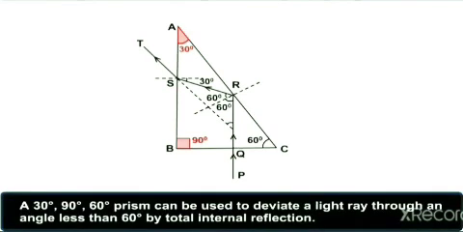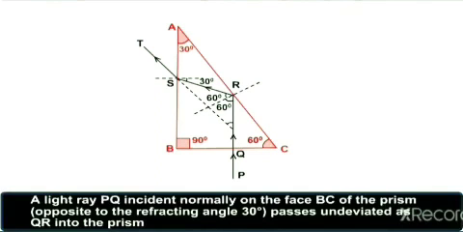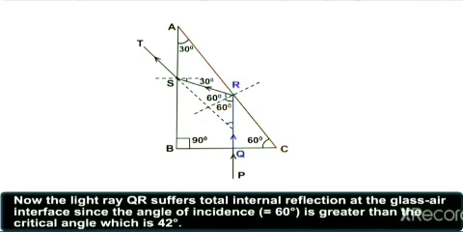A 30 degrees, 90 degrees, 60 degrees prism can be used to deviate a light ray through an angle less than 60 degrees by total internal reflection. Figure shows a prism ABC of angles 30 degrees, 90 degrees, and 60 degrees. A light ray PQ incident normally on the face BC of the prism opposite to the refracting angle 30 degrees passes undeviated as QR into the prism, and it strikes the face AC at an angle of incidence 60 degrees at the point R. Now the light ray QR suffers total internal reflection at the glass-air interface, since the angle of incidence, which is equal to 60 degrees, is greater than the critical angle, which is 42 degrees.